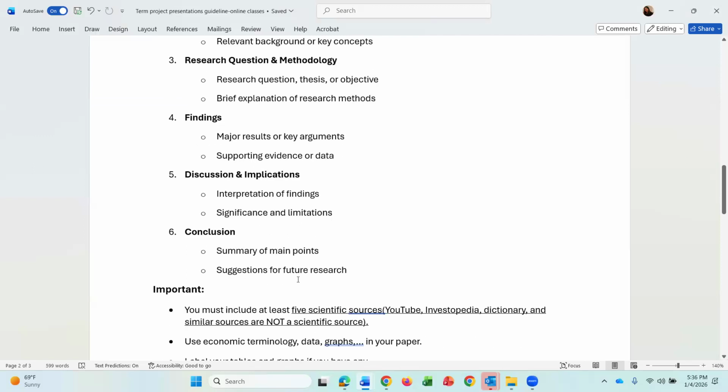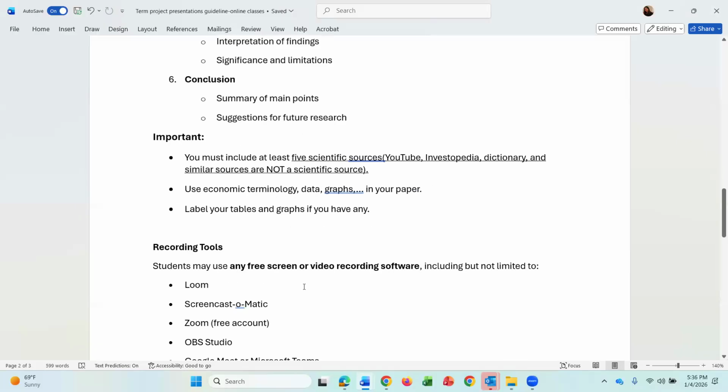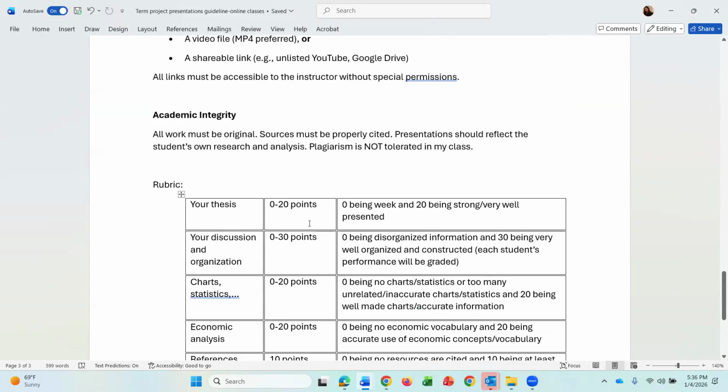And again, the last slide would be your citations, your sources. That's it. Few things, and of course, this is the rubric. You can look at it. Few things. Please, this should be an original work for you. Hopefully, you will have fun doing your project.